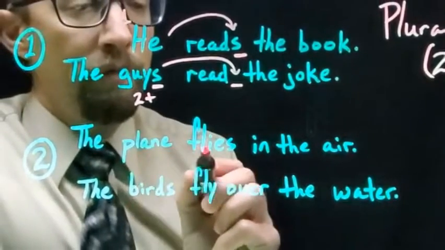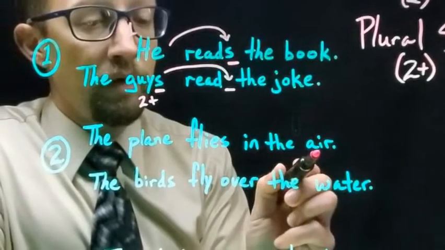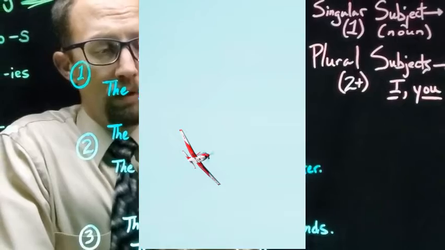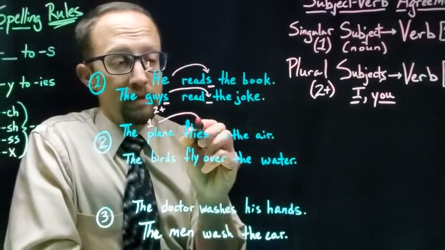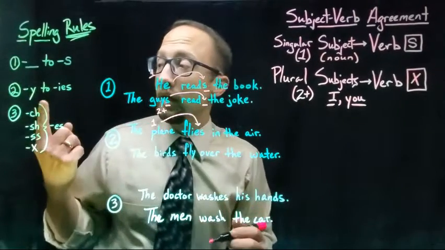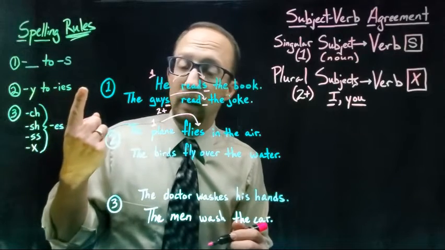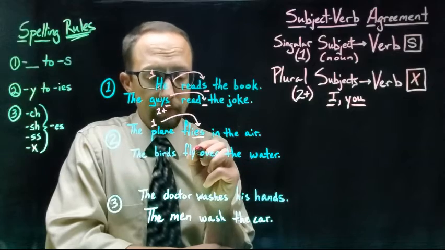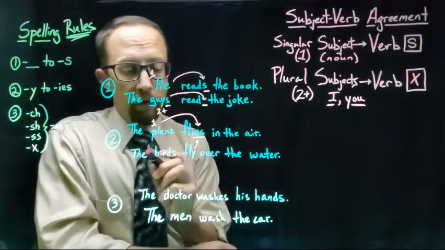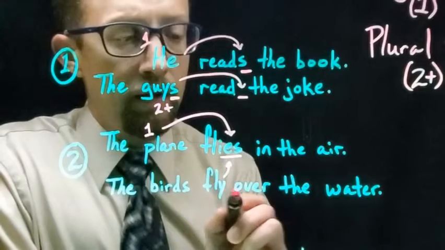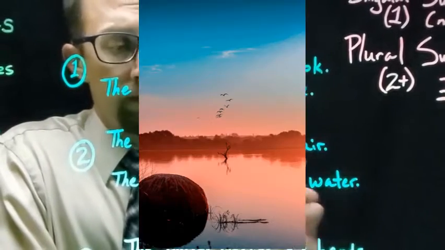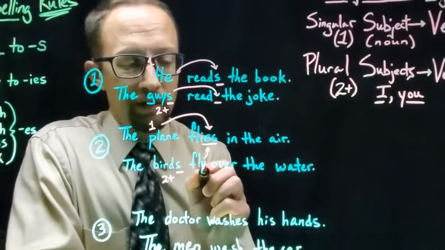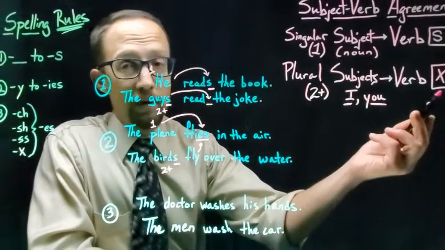The plane flies in the air. Let's look. The plane is only one, so we do add the S, but like it says here, Y to IES, we have to add the IES. It changes. The birds fly over the water. When we have two or more birds, we don't add S. There's no S.